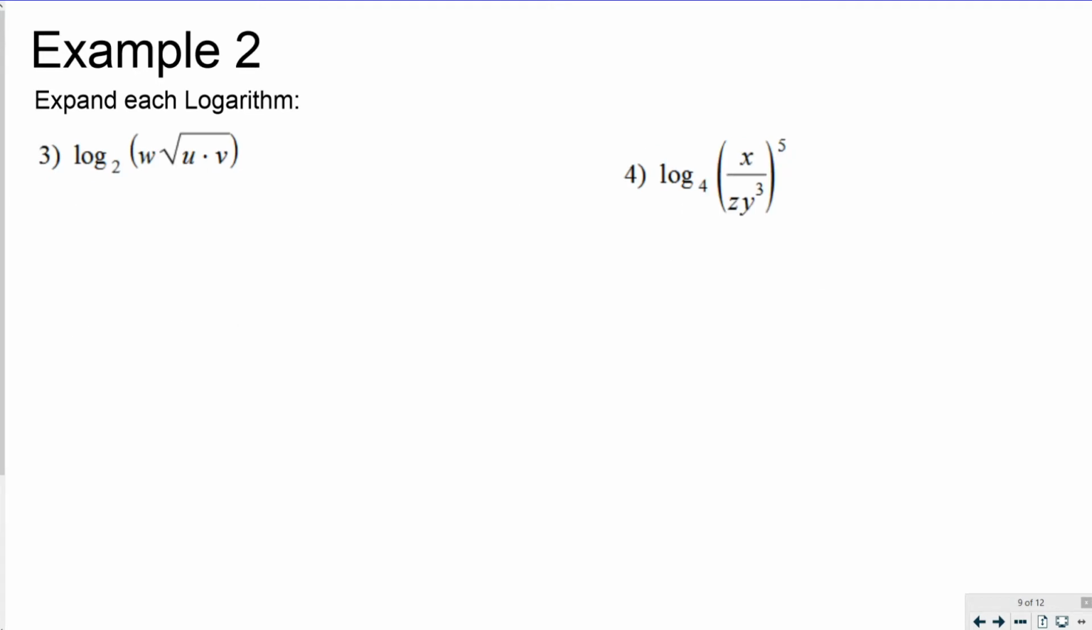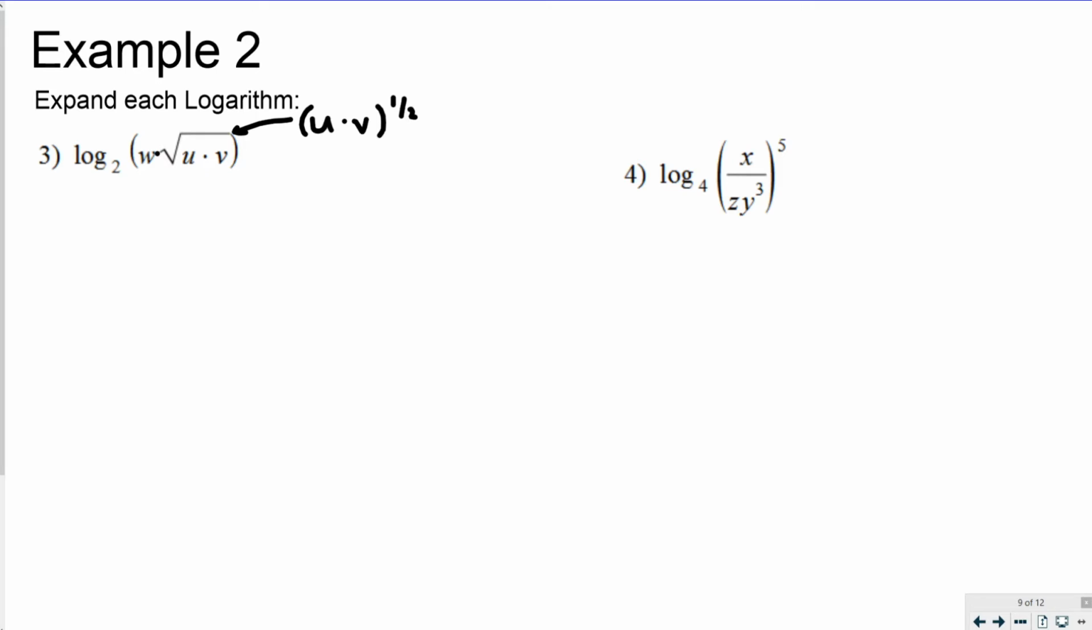Okay, so now I'm going to ratchet it up a notch for these next ones. Expanding in difficulty, I mean. Expand each logarithm. So I've got log base 2 of w times the square root of u times v. So u times v in the square root symbol. Another way to express this mathematically would be u times v in parentheses raised to the 1/2 power. The square rooting of something is to the 1/2 power.